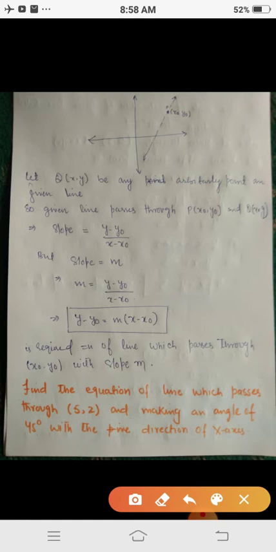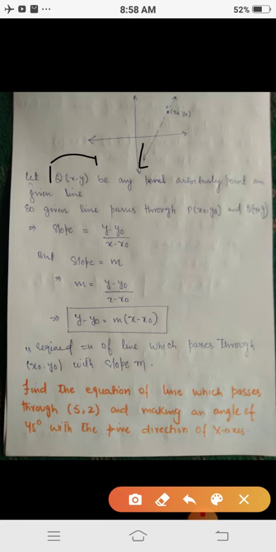Now graphically, if we consider this dotted line, it passes through the point (x naught, y naught), that is point P, and its slope is m, it is given. So any arbitrary point on this line is of the form (x, y). Let Q(x, y) be an arbitrary point on this line. So this means that this given line passes through two points. One is (x, y), second one is (x naught, y naught), which is a fixed point or a given point.